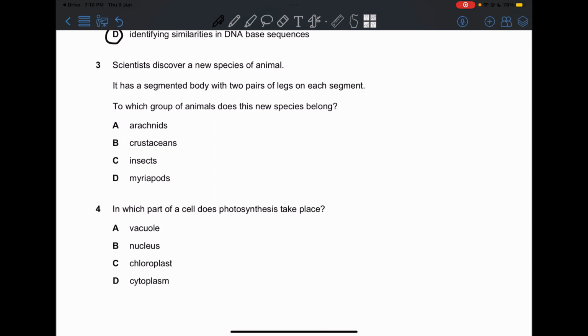3, scientists discover a new species of animal. It has a segmented body with 2 pairs of legs on each segment. To which group of animals does this new species belong? They said there are 2 pairs of legs, which means they have 4 legs on each segment. So if they have 5 segments or so, they will have about 20 legs. We don't know how many segments it has, but we know that it has a segmented body and 2 pairs of legs in each of these segments. That means it is a myriapod.